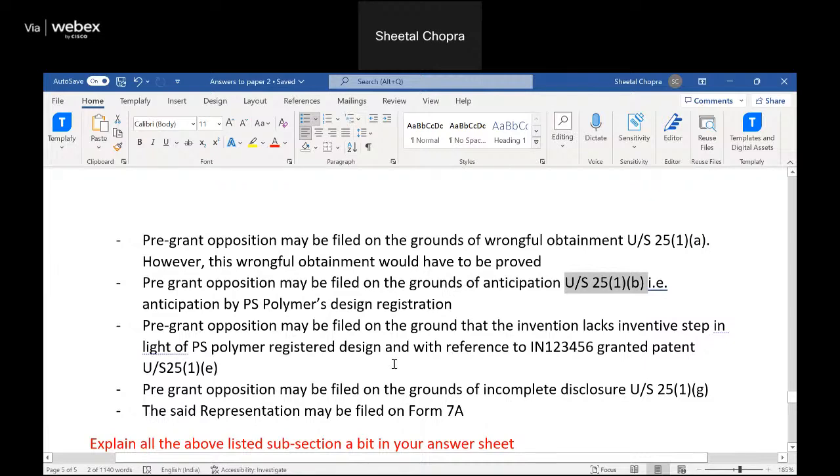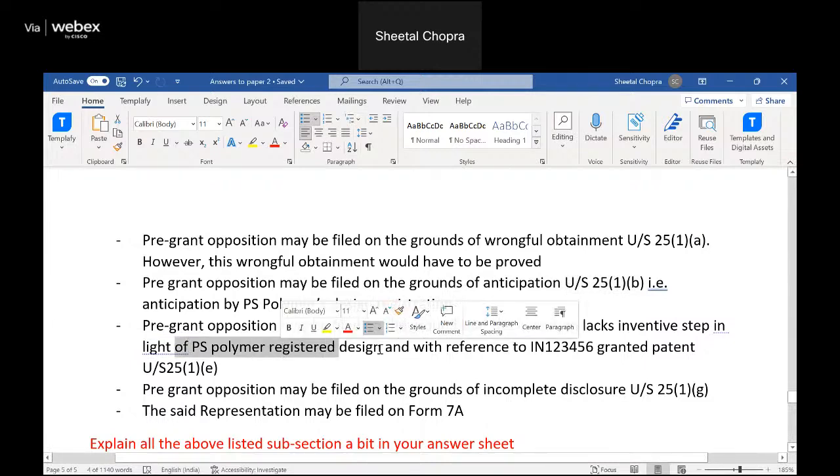So more than one patent reference has to be taken and pulled together to find whether inventive step was there or not. So besides PS Polymer's registered design application, or granted design rather here, and with reference to IN 123456 granted patent, both the patents, so the design registration and this patent, can be highlighted in the pre-grant opposition representation to say that it lacks inventive step.